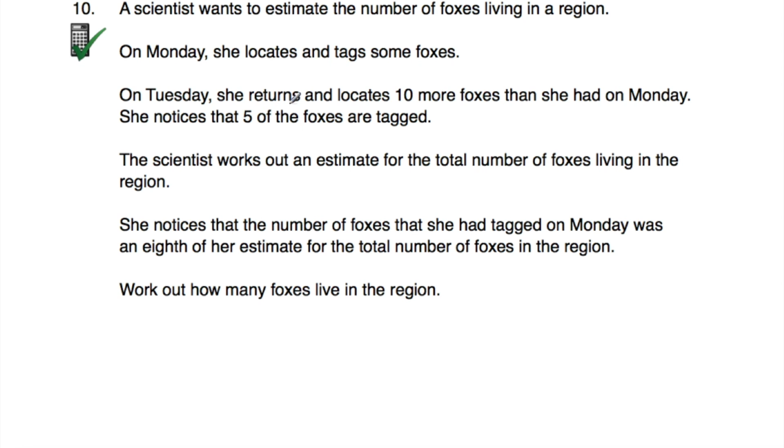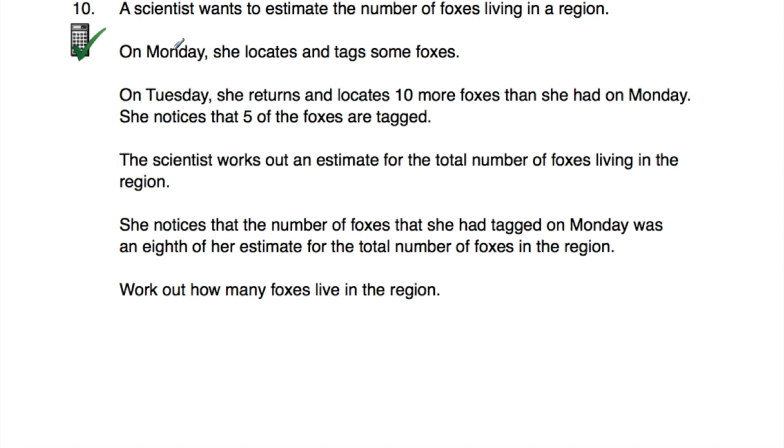And on Tuesday, she returns and locates 10 more foxes than she had on Monday. She notices that 5 of the foxes are tagged. The scientist works out an estimate for the total number of foxes that live in the region, and she notices the number of foxes that she had tagged on Monday was an eighth of her estimate for the total number of foxes in the region. Work out how many foxes live in the region.